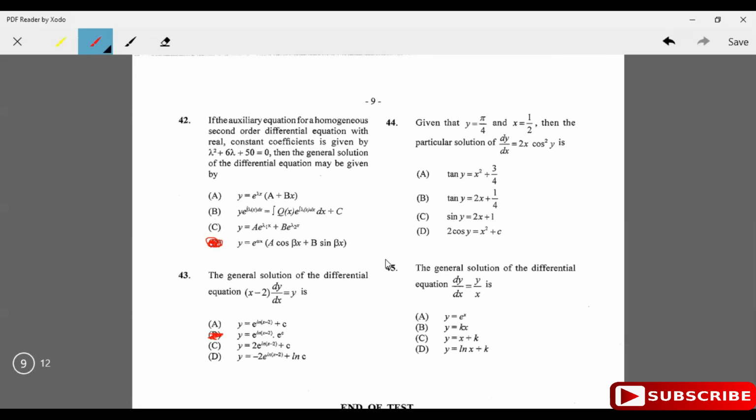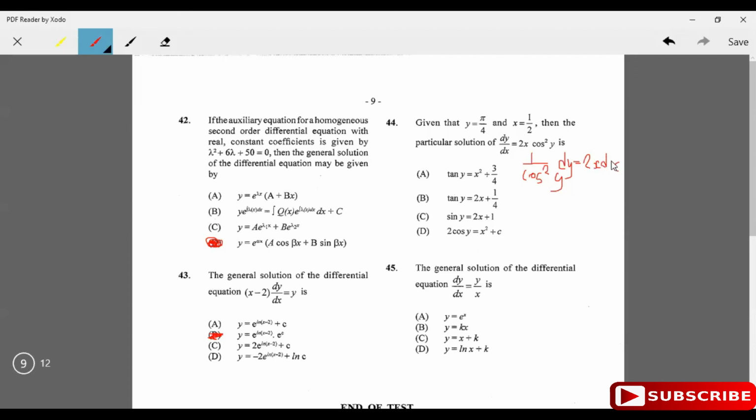Given that y equals pi by 4 when x equals a half, find the particular solution of dy by dx equals 2x cos square y. First and foremost, bring the y's on one side, so we get 1 over cos square y dy is equal to 2x dx.